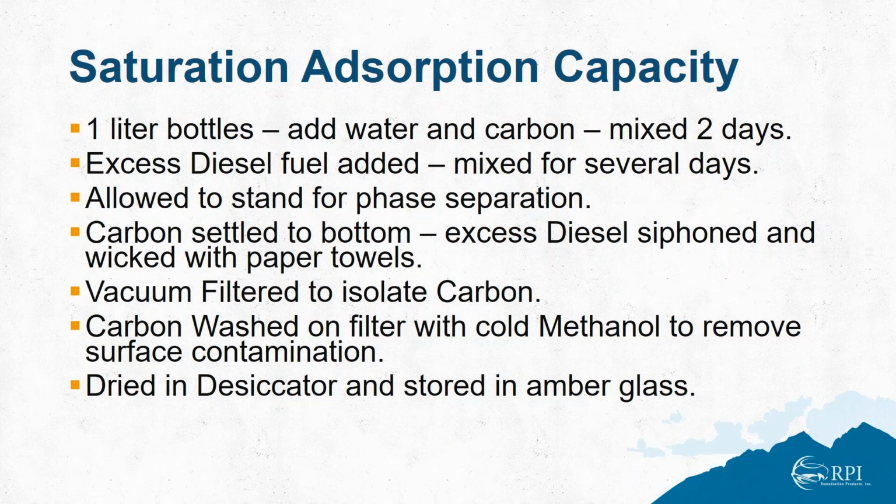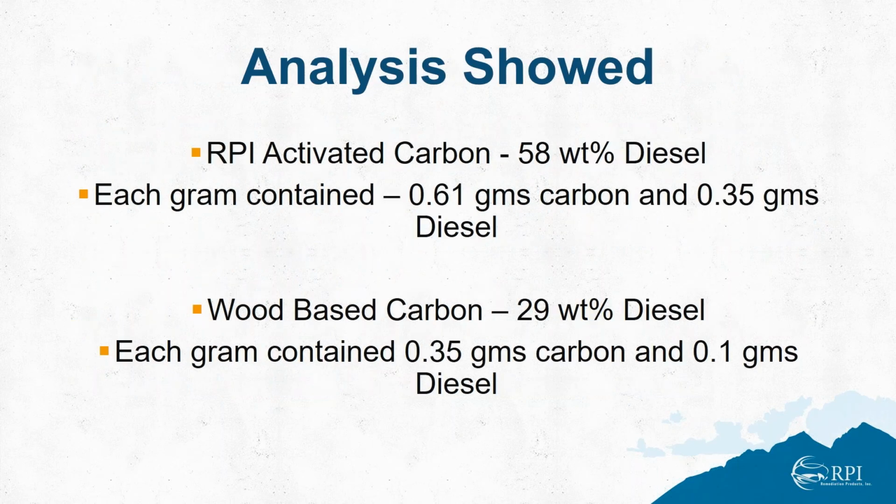We vacuum filtered to isolate the carbon, and then finally the carbon was actually washed on the filter with cold methanol to remove any surface contamination. We then dried that in a desiccator, and stored it in amber glass. So, what did the analysis show? After we had dried the carbon, we then extracted everything that was on the carbon off so that we could measure how much diesel was on there.